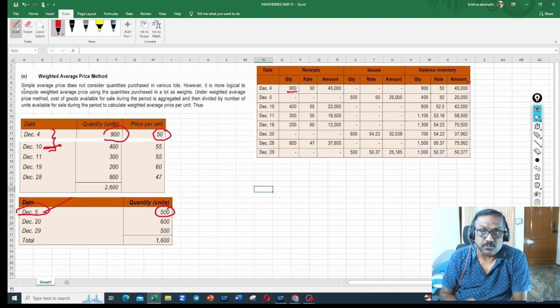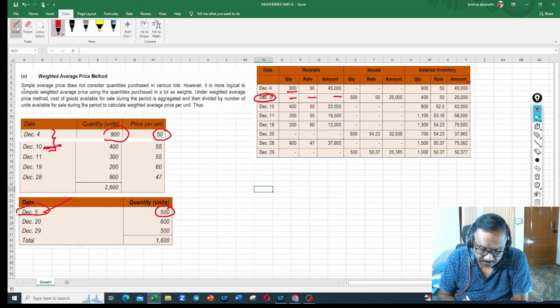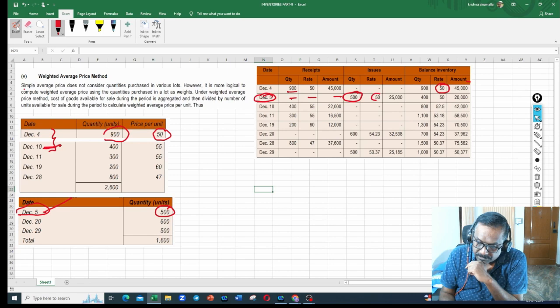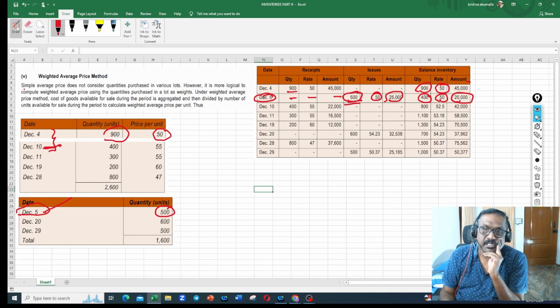So we need to finish off this issue first. December 5th we need to put here. There is no purchase, so dash, dash, dash, quantity, rate, and amount will be nil. And 500 quantity we issued. Let us put 500 quantity. Now, what was the rate we purchased previously? 50 rupees. Use the same 50 rupees here, and multiply with 500, and you get 25,000. And out of this 900, we already issued 500, so we are left with 400 quantity at 50 rupees. Then our closing value is 20,000.